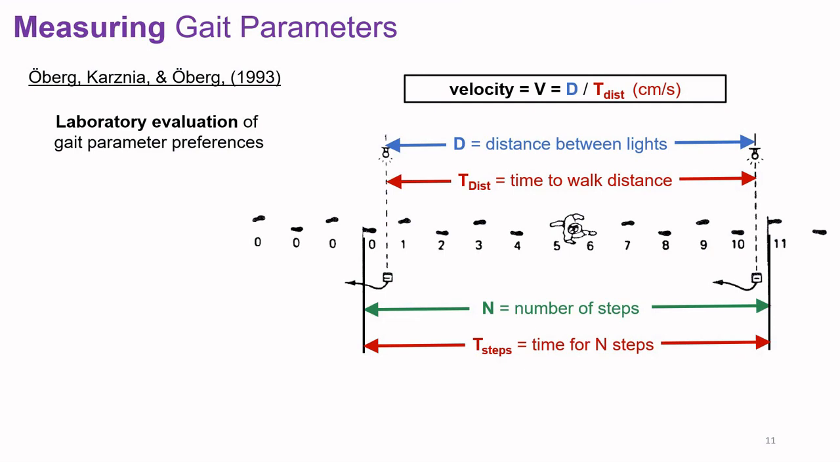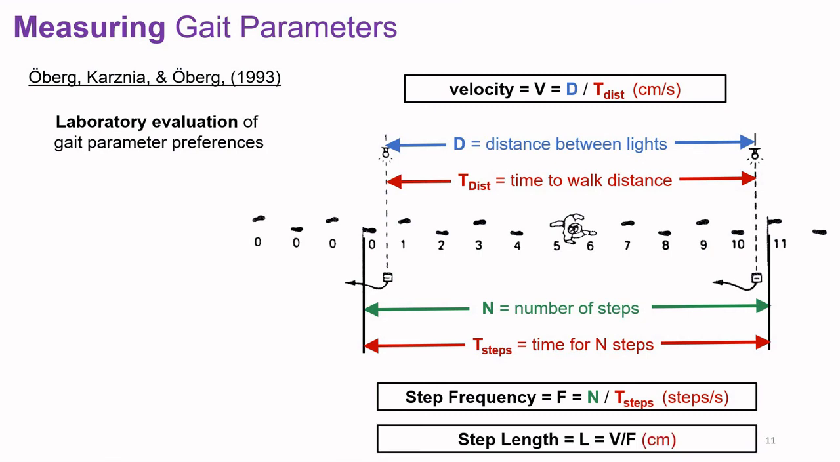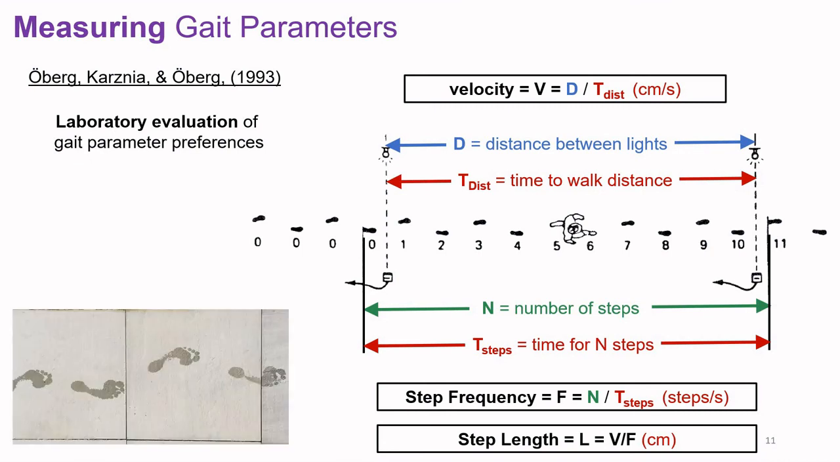Using these values of number of steps and the time taken to produce the steps, we can calculate step frequency as the number of steps divided by the time taken to produce those steps. Lastly, we can combine the knowledge we have gained and use our measure of velocity and our measure of step frequency to calculate step length by dividing velocity, which has units of meters per second, by frequency that has units of seconds to the -1. A simpler way of measuring step length in the clinic is to have a patient walk on paper or on pavement with wet feet.